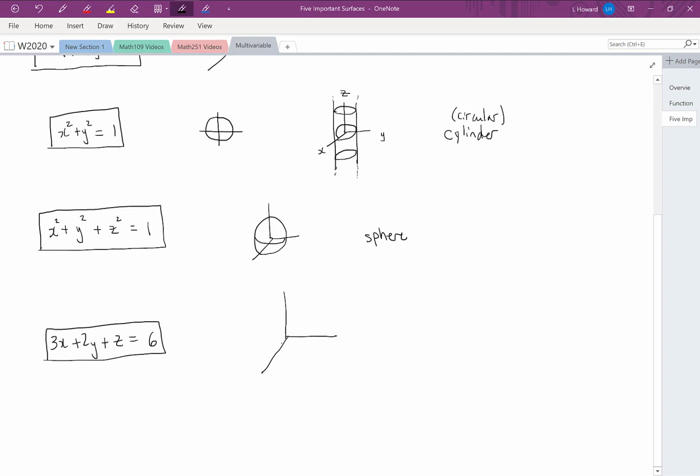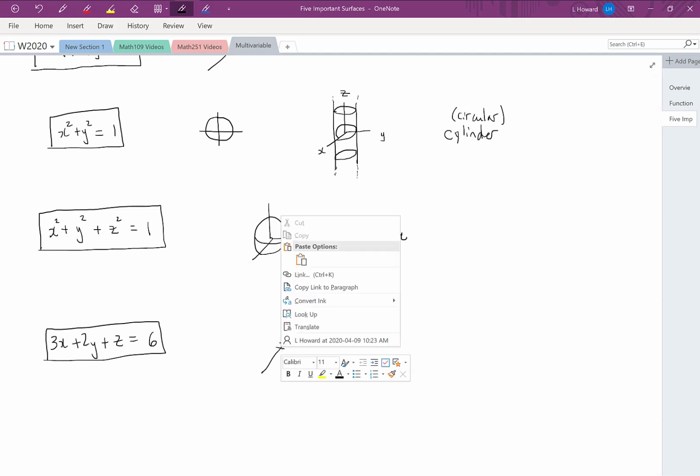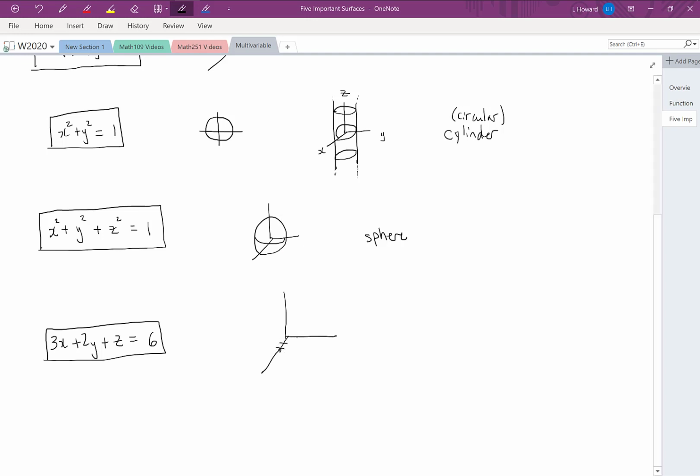So if we think about our x-intercept, x equals 2 would lie on that surface. Y equals 3 when x is equal to 0 and z equals 0 would lie on that surface. And then if we think about the z-intercept, so now we're talking when x equals 0 and y equals 0, what would z be? Z would be 6. So that point right there lies on our surface.